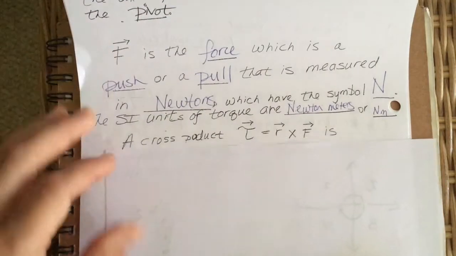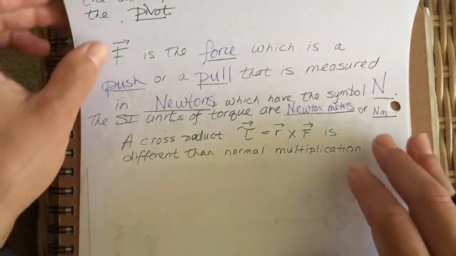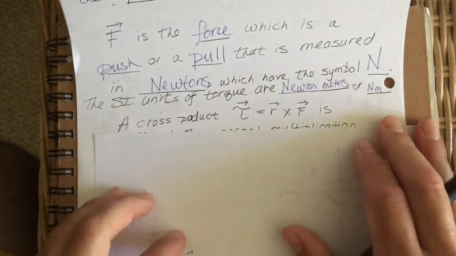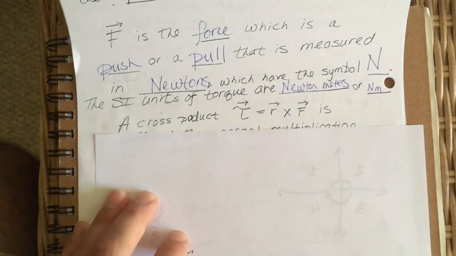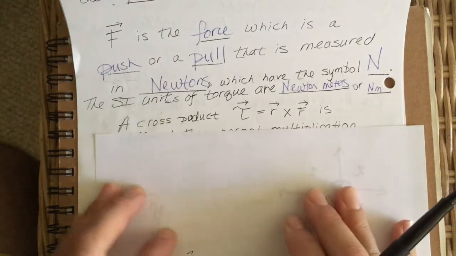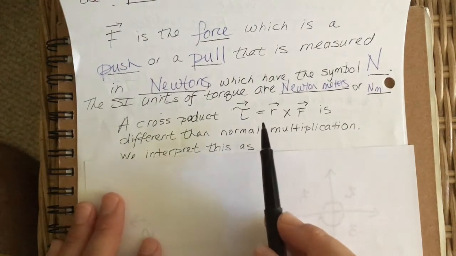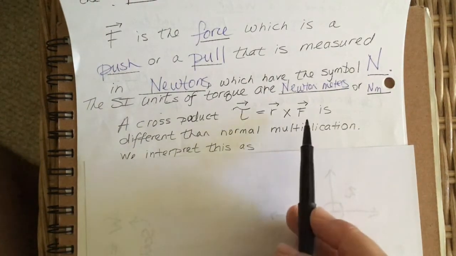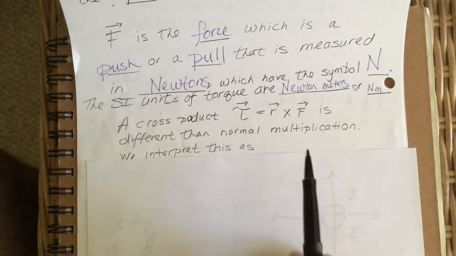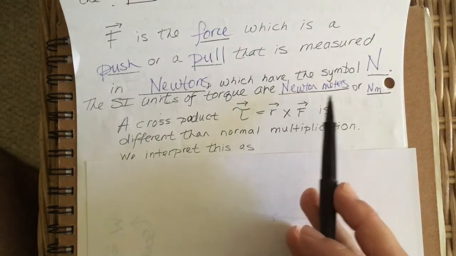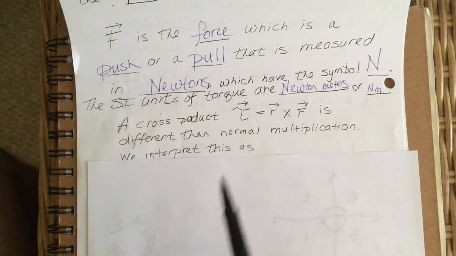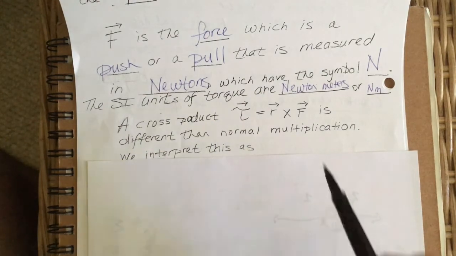The force is just a push or a pull, just like we learned before with forces. Units are newtons, and because we're multiplying R and F, we're going to end up with units of newton meters. We're taking a force and multiplying it by a distance, but it's not that simple.